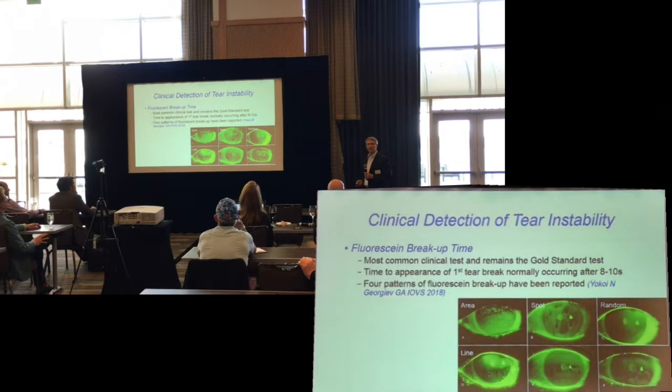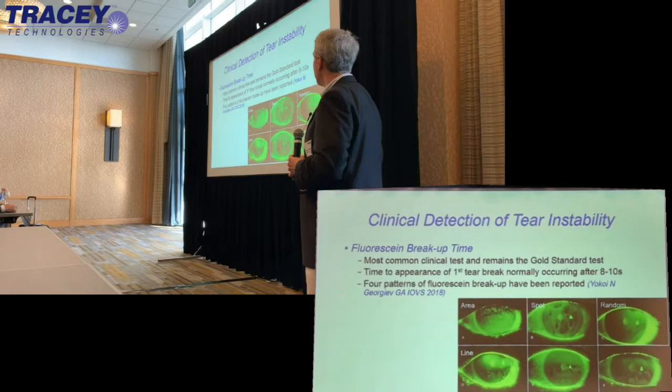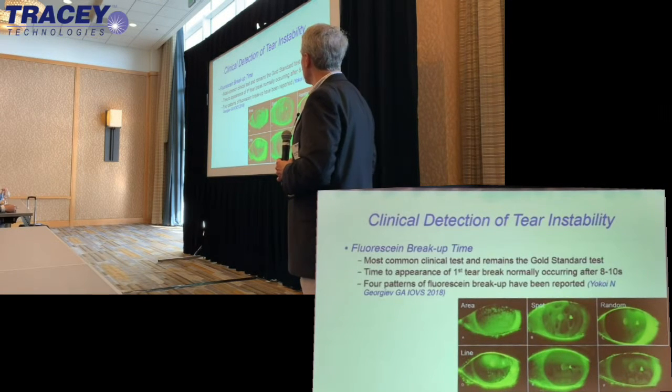All of us are probably using fluorescein tear breakup time in our practice, which continues to be the gold standard, and it's the time to the first appearance of a tear break, normally occurring in about 8 to 10 seconds, although there's some debate about what's the best time to distinguish between normal and tear deficient patients.